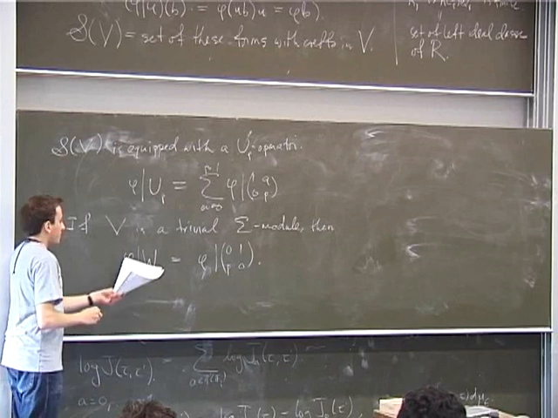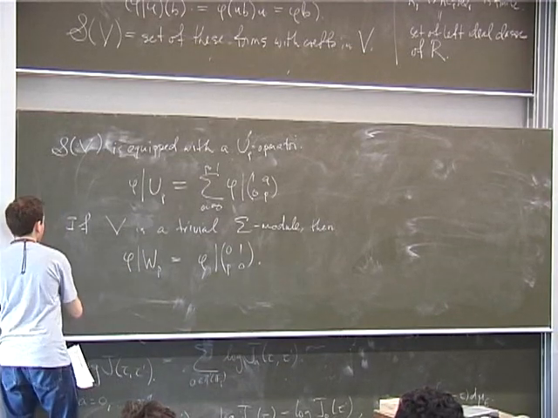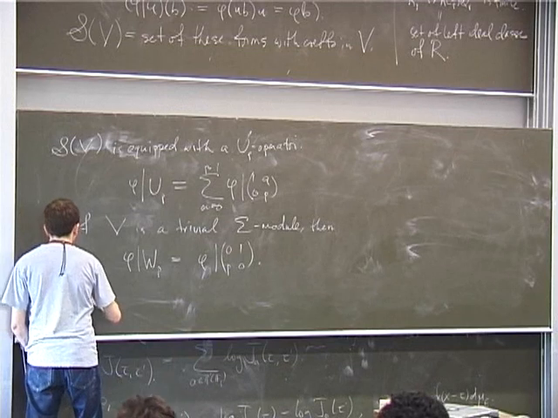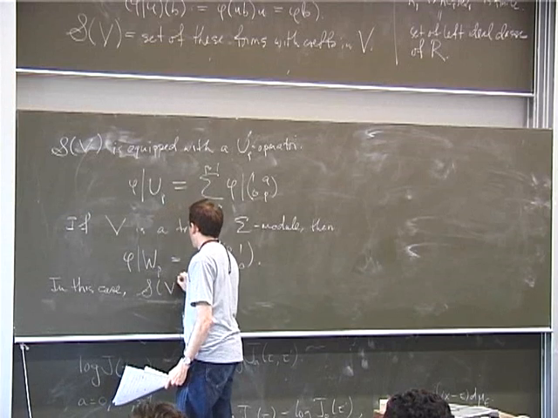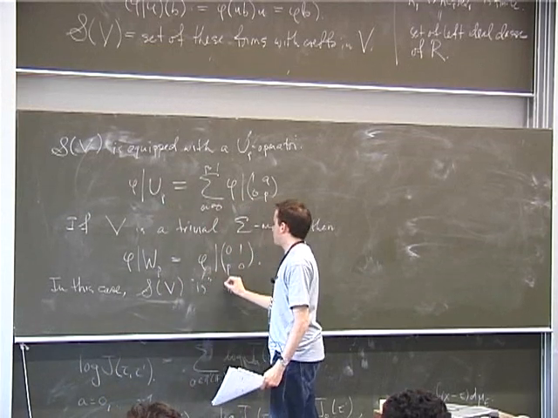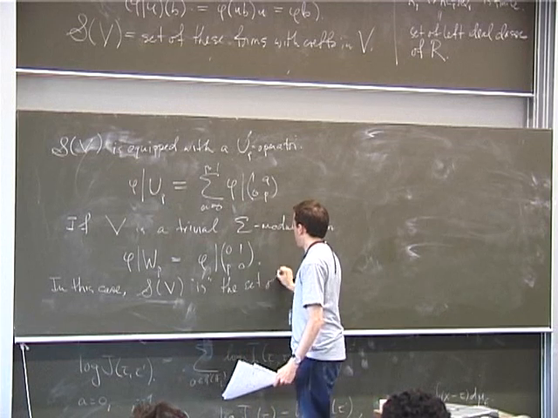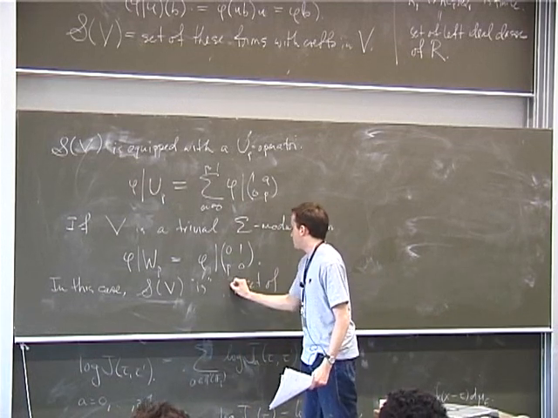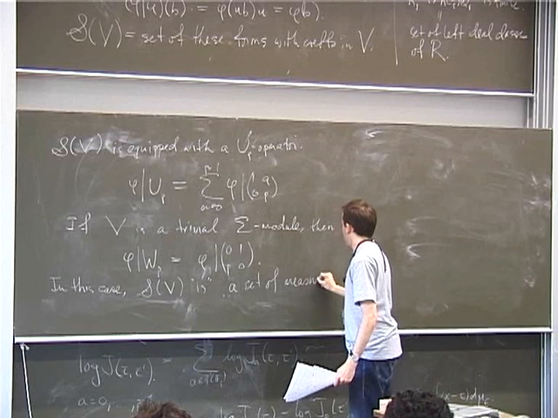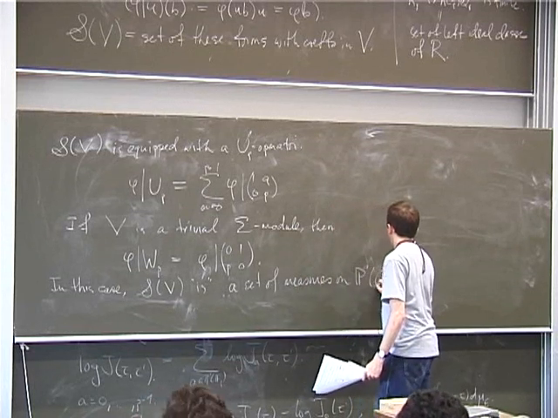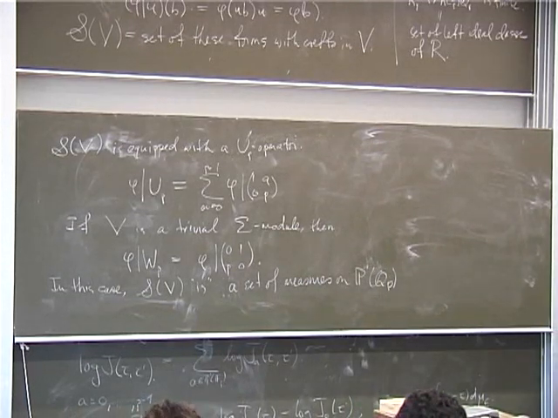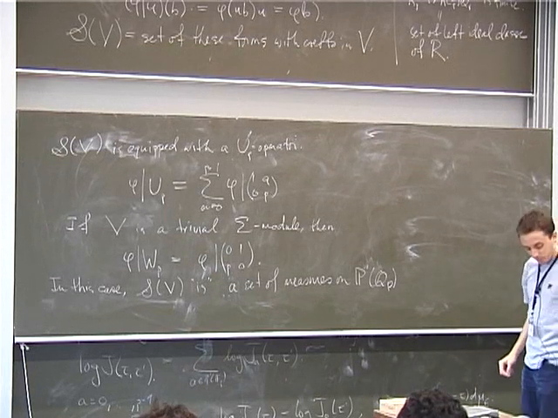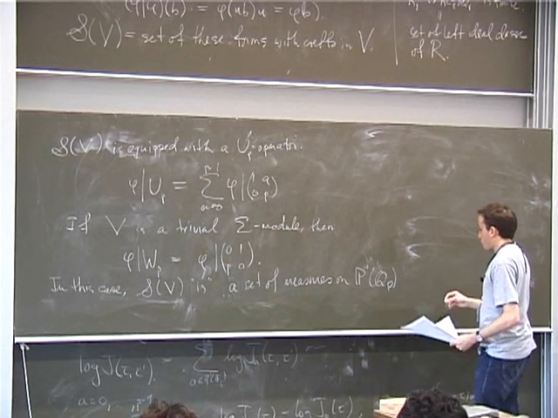Now, sticking with the trivial action, in this case, these automorphic forms is a set of measures on P1 of Q_p, very much related to the comment I was making here about how we get one of these associated to an elliptic curve.